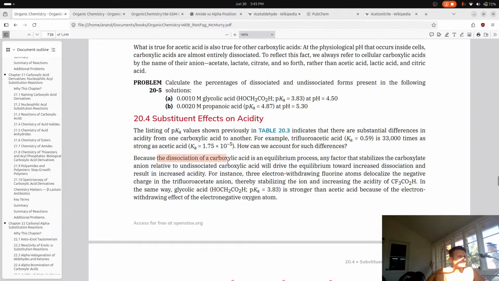Because the dissociation of a carboxylic acid is an equilibrium process, any factor that stabilizes the carboxylate anion relative to undissociated carboxylic acid will drive the equilibrium toward increased dissociation and result in increased acidity. For instance, 3 electron withdrawing fluorine atoms delocalize the negative charge in the trifluoroacetate anion, thereby stabilizing the ion and increasing the acidity of trifluoroacetic acid.